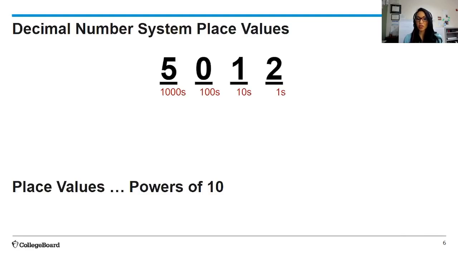It's important to know why the value of each place is going up and by how much. So we're currently working with the decimal number system, or base 10. How many digits do we have? We have 10: 0, 1, 2, 3, 4, 5, 6, 7, 8, and 9. So we have 10 numbers.